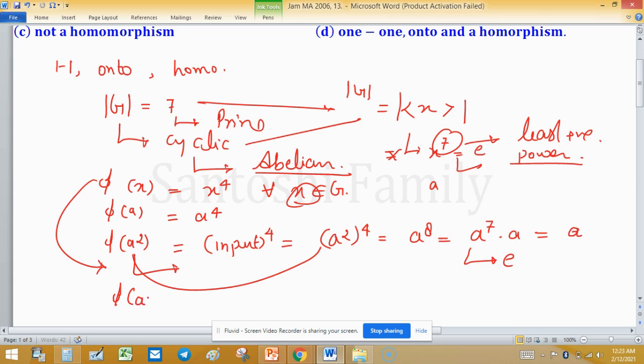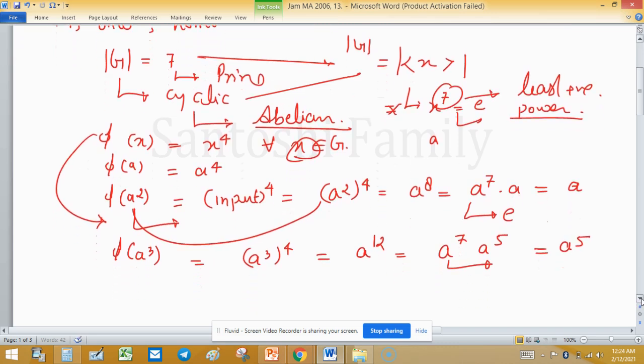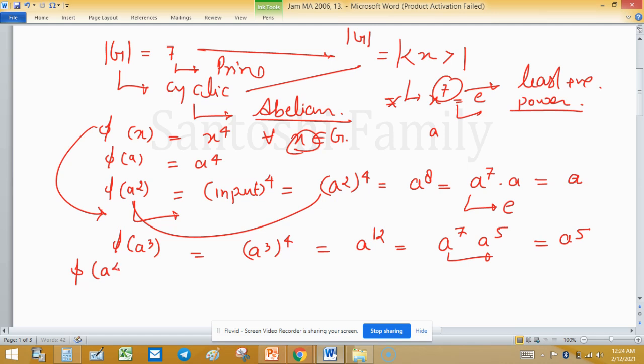Now phi(A cube) will be A cube raised to the power 4, meaning A raised to the power 12, meaning A raised to the power 7 into A raised to the power 5, and this is E, so A raised to the power 5. Phi(A raised to the power 4) will be A raised to the power 4 raised to the power 4, by the defining nature of phi. It will be A raised to the power 16, which can be written as A raised to the power 7 into 7 into 2, so A square.